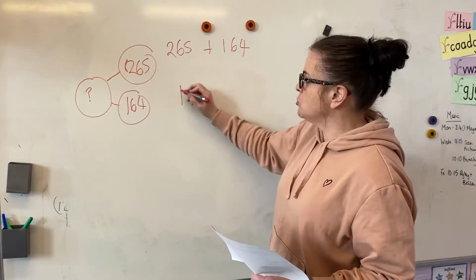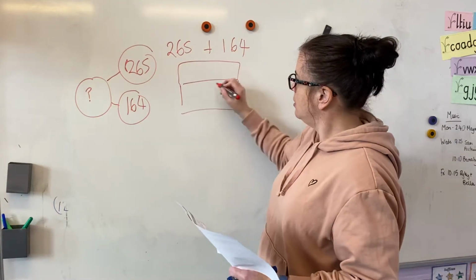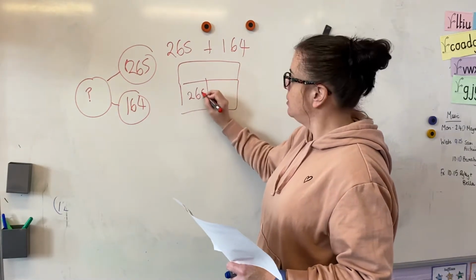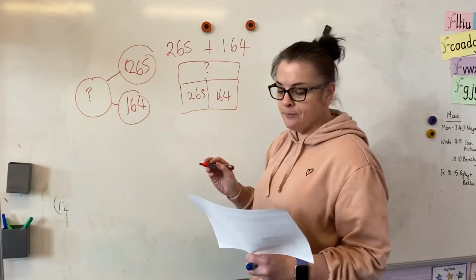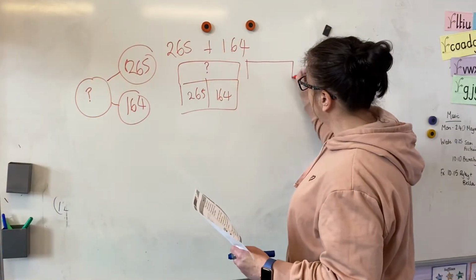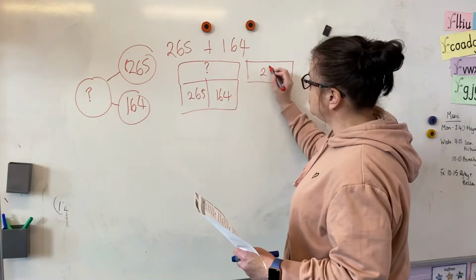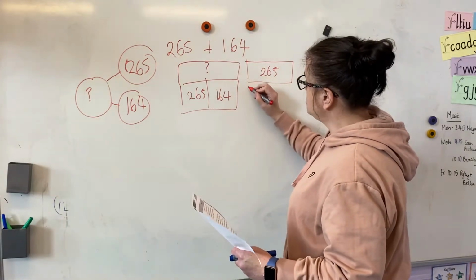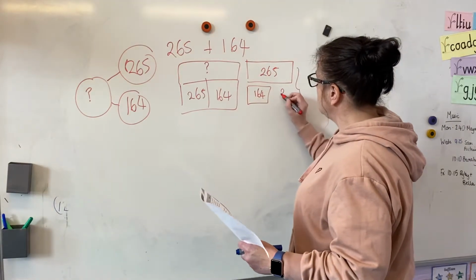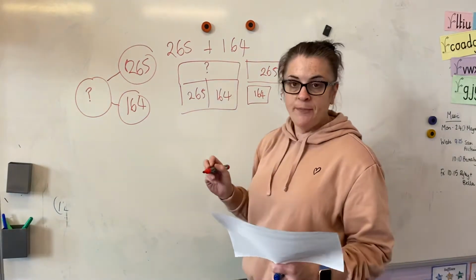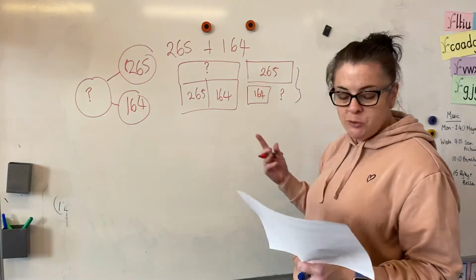Or we might use a bar model. 265, add 164. What's our whole? Or we might show a bar model like this. So our whole is 265. Part of it is 164. And what is the other part? Okay. Now, how would we solve that?